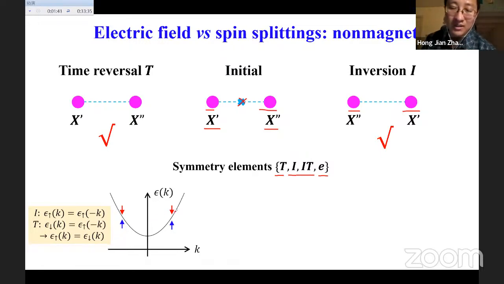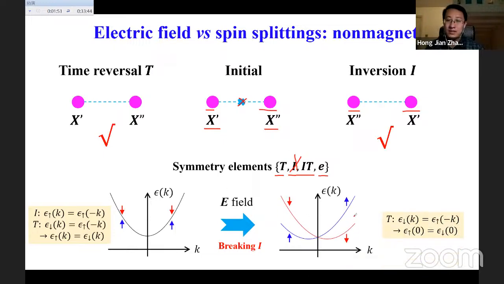When you apply an electric field to this material, the inversion is killed, and the system still has time reversal. The time reversal protects the twofold degeneracy at the k equals 0 point. And then the spin splitting should be k dependent. So this is the electric field versus spin splitting in non-magnetic material.